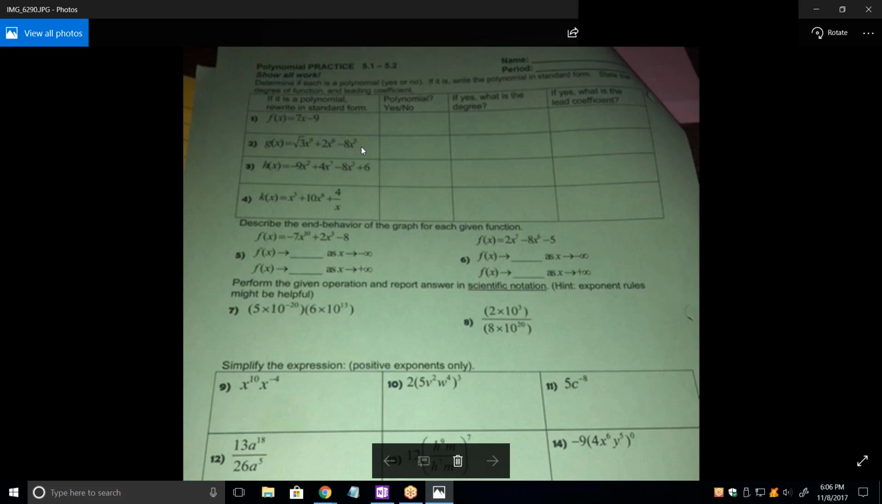So g of x equals, it needs to be in descending order. I think it is. Isn't that in standard form? The exponents are 9, 6, and 5. Yeah, it is descending. It's in standard form was the answer I was looking for. The degree of the function is 9, and the leading coefficient is plus square root of 3.